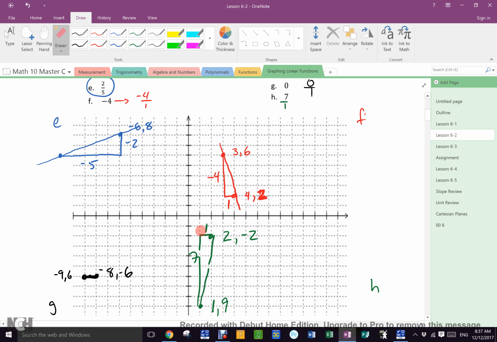I'll remind you, this is what it used to look like. I had a point, I had a slope. How do I make the line? You find a second point. How? By counting. We can all count, yes? Excellent.